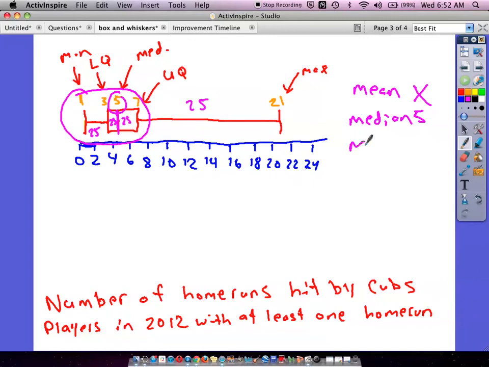If we go for the mode, we don't know which one happened the most. If I had all the numbers listed here of all the players that hit home runs, then we could figure out the mode, but we don't, so we can't. And the range: highest number minus lowest number, 21 minus 1. We have a range of 20 home runs here. So those are the only 2 we could find. These 2 we cannot because we don't have the numbers all listed.